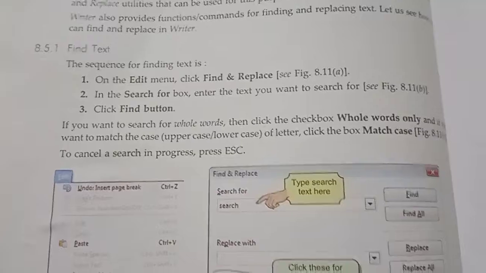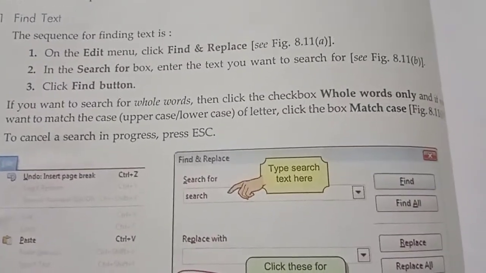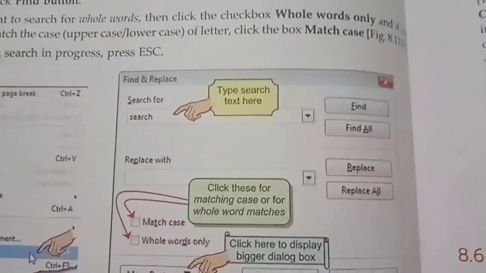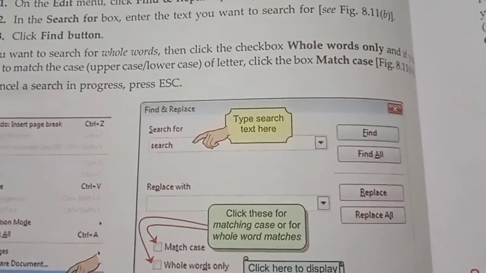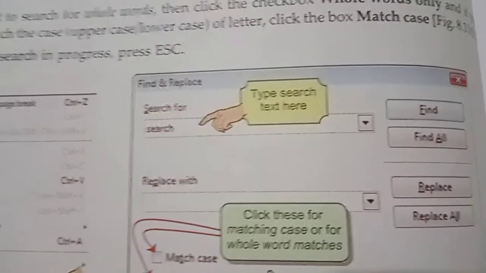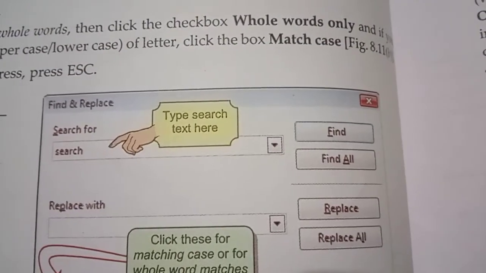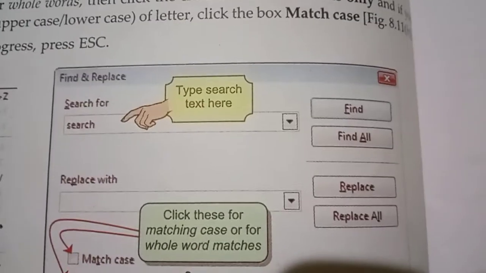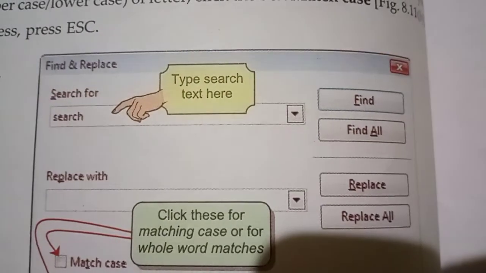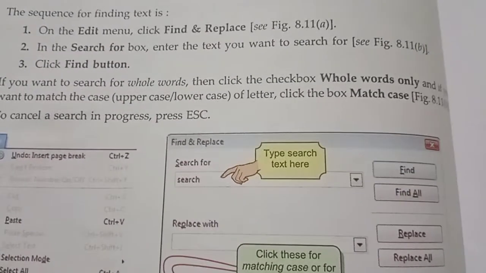First we need to study how to find a text. In the Edit menu click Find and Replace, then you will get this type of window. Here one option is there: type the search text here. Whichever word you want to find, type it here. Then here is the Find option, and Find All. If you click Find, it will display only the first match. Find All means it will display all the findings. So these are the steps for finding the words.